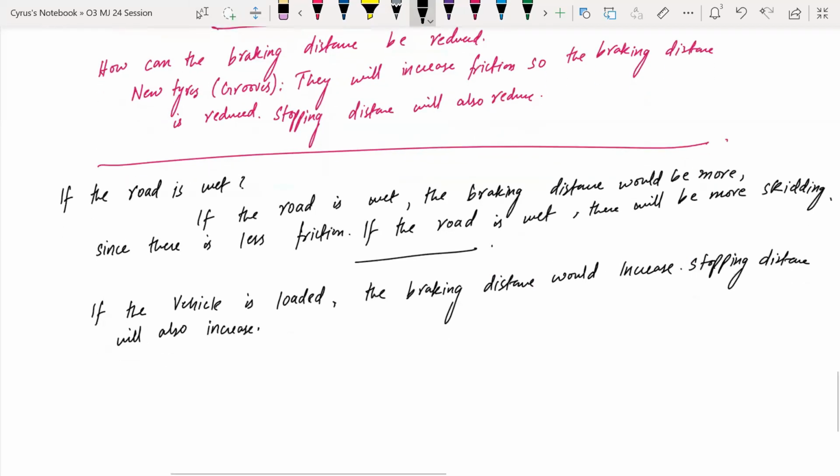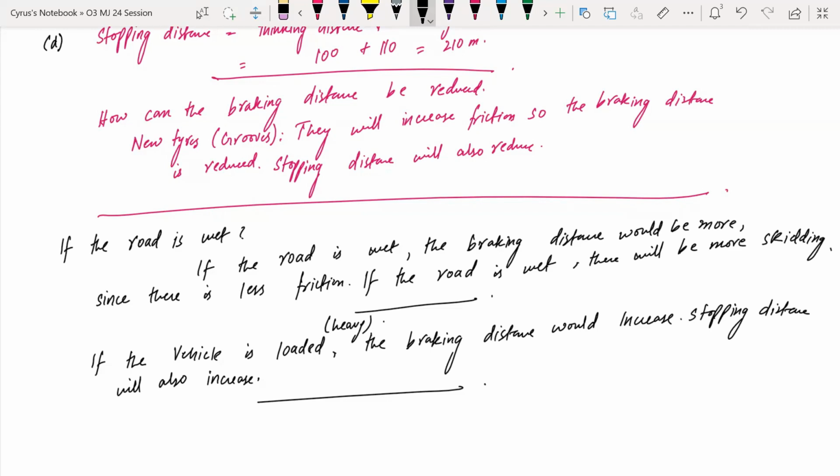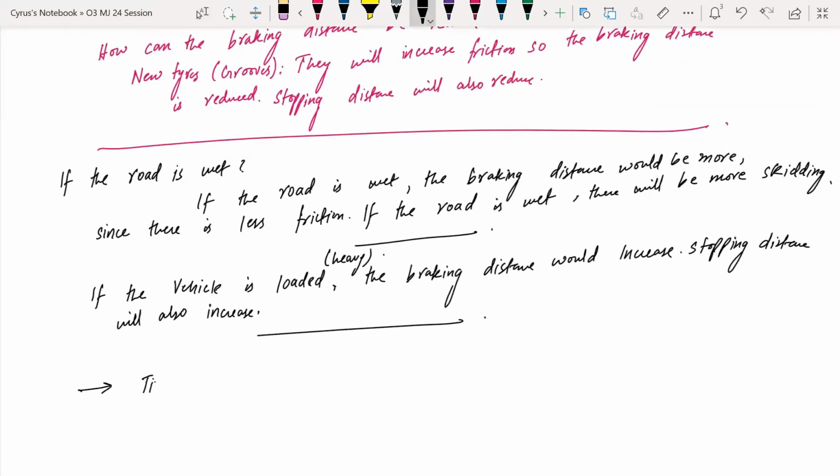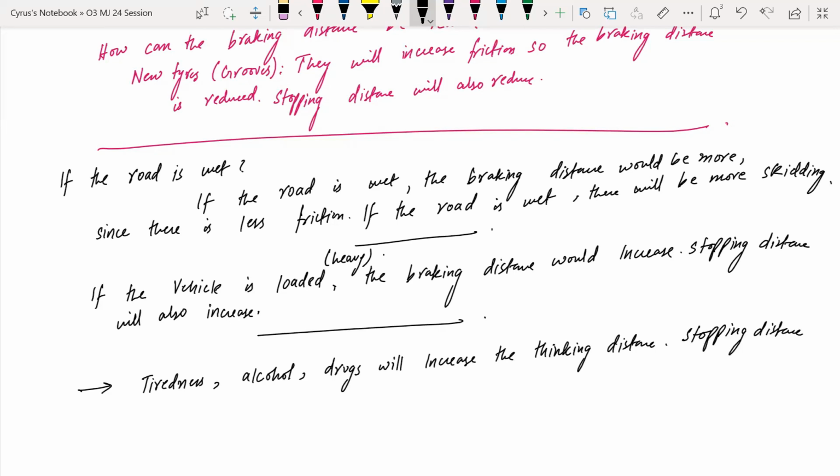Thinking distance में, yes, अगर कोई बंदा थका हुआ है, या alcohol, that will increase the thinking distance, and so stopping distance will also increase, right? So I'm going to write here tiredness, alcohol, drugs will increase the thinking distance, क्योंकि वो reaction time बहुत बढ़ जाएगा, ठीक है? If they are on drugs, reaction time will increase and thinking distance will increase, and stopping distance will also increase.